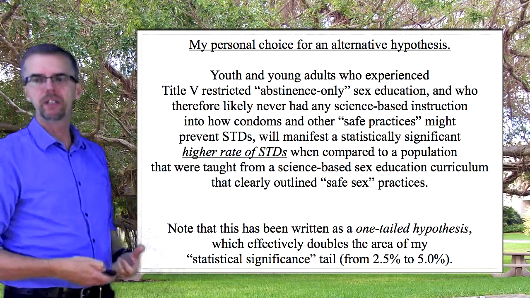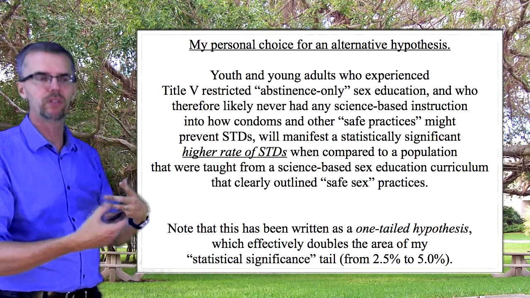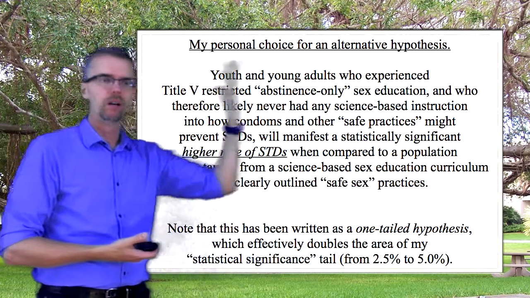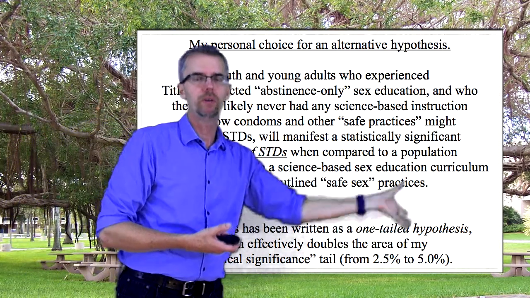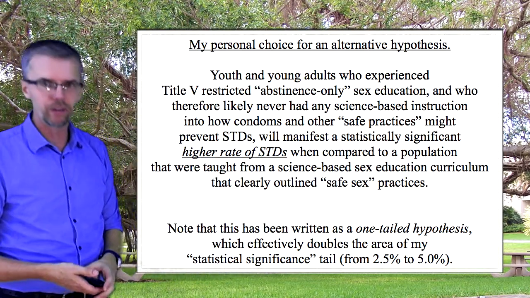That's the importance of having the one-tailed and two-tailed hypotheses: it makes it easier for me to reject the null, because I made the area that I'm targeting for my alternative hypothesis twice as big. That's it for assignment number 3. Good luck on the midterm.